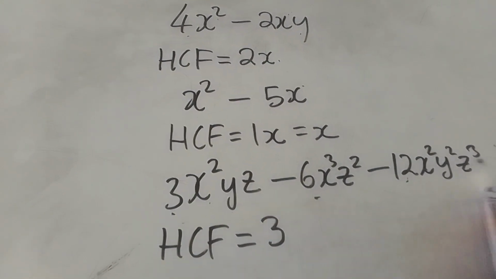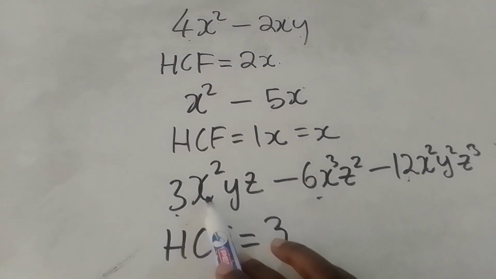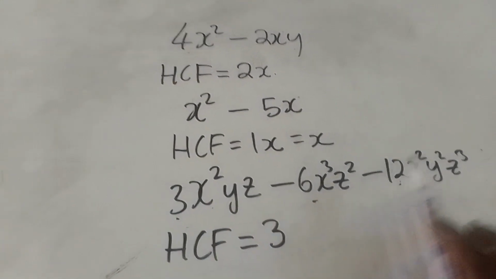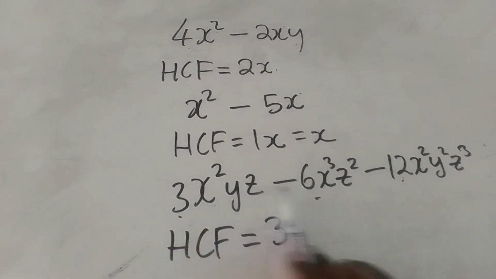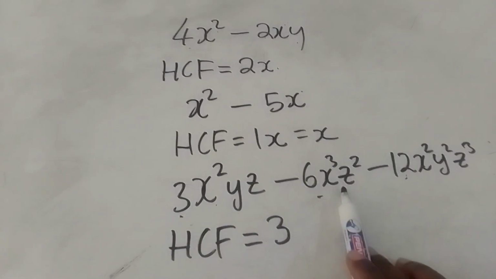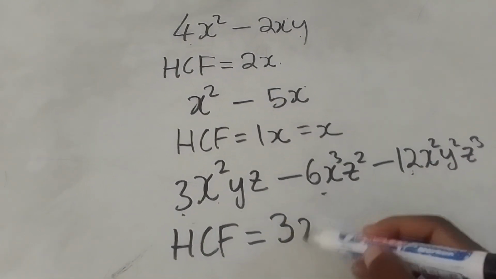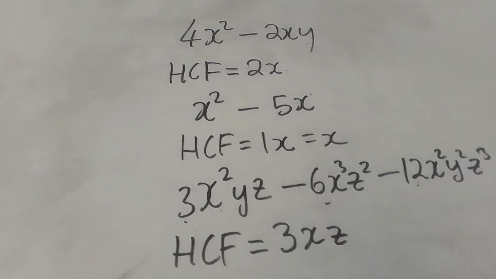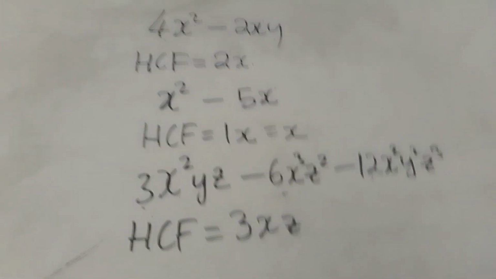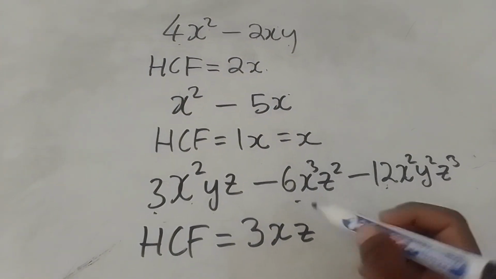And then for the variables here, we have x, y, z. But we see x is in all the terms, y is not here, z is in all the terms. So we'll only include x and z in our highest common factor. We will not include y because it is not in all the terms. In other words, it's not common.